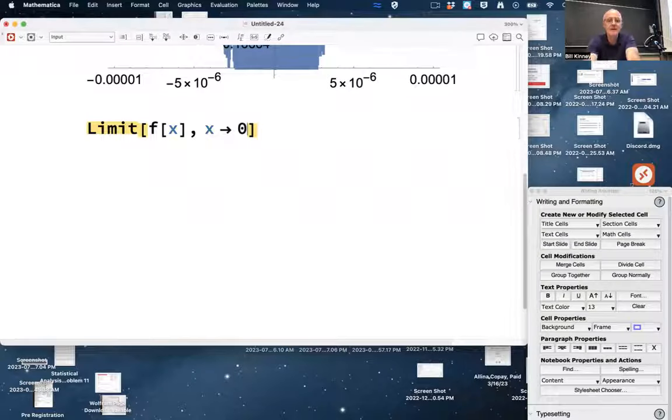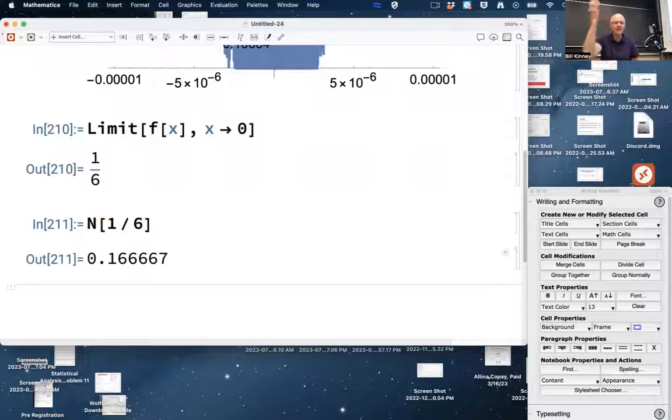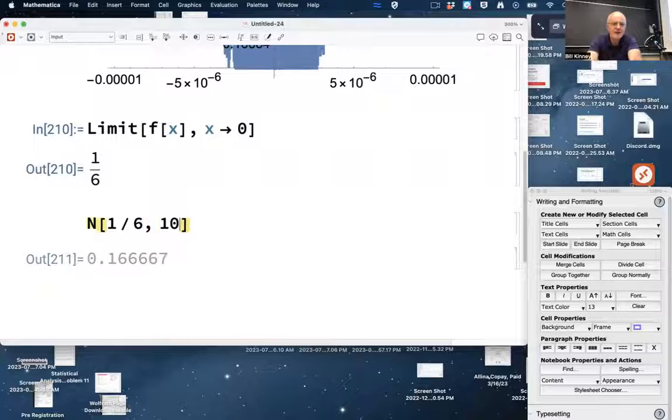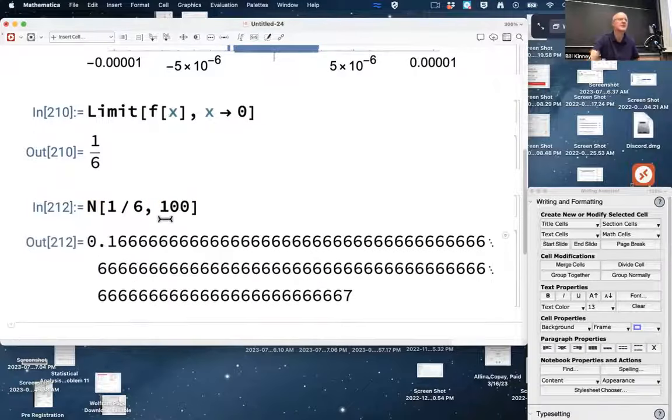0. Mathematica, what's the limit? 1/6. What is an approximation for 1/6? 0.16 evidently repeating. Is that really repeating? Well, yes, there's 100 decimal places. Okay, it's only rounding at the very end. So what's the answer? What's going on here?